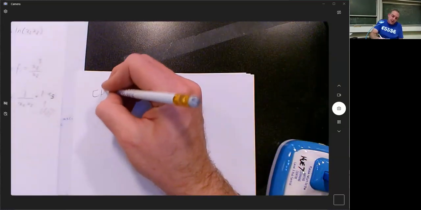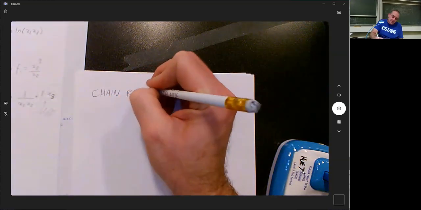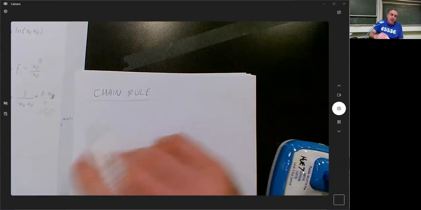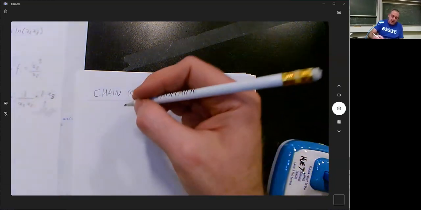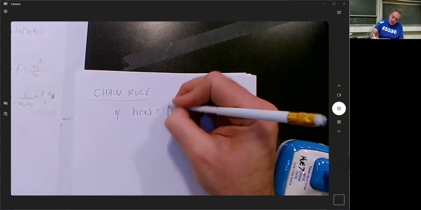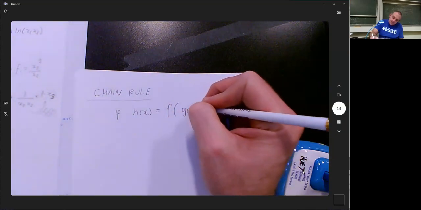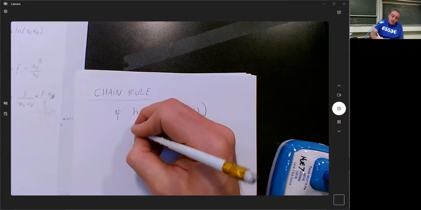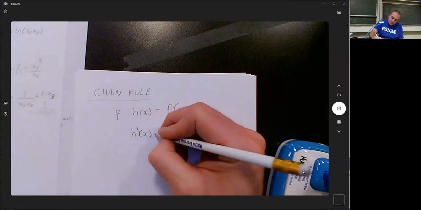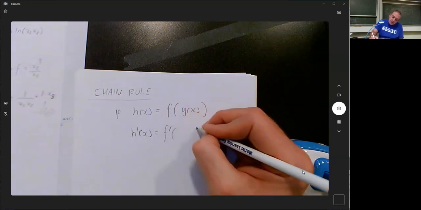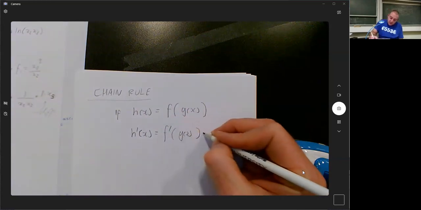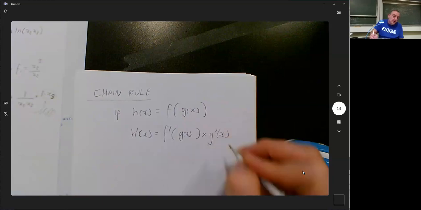So the chain rule goes like this. If you have a function inside another function, this is how they write it down, but if a function is one function with a different function inside it, then when you do the derivative, you have to do the derivative of f as if this was just an x, and keep this thing inside it, and then times by the derivative of the thing that's inside there.